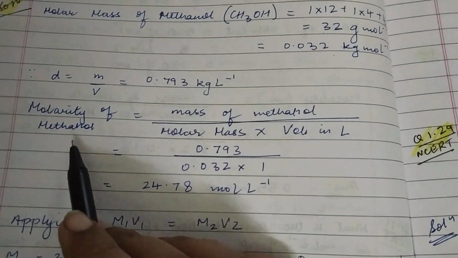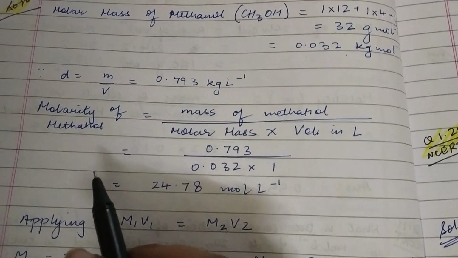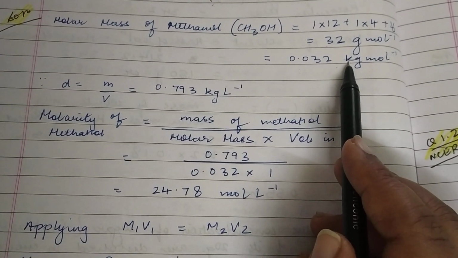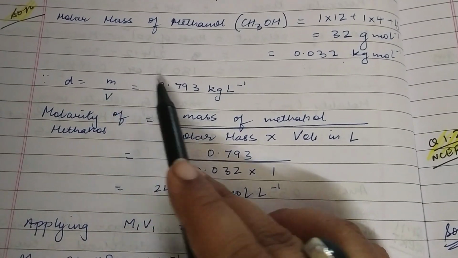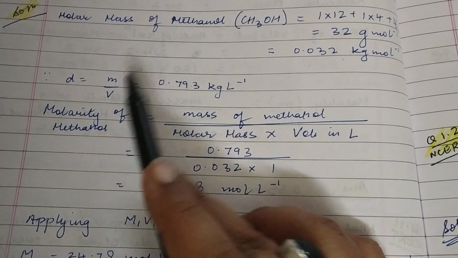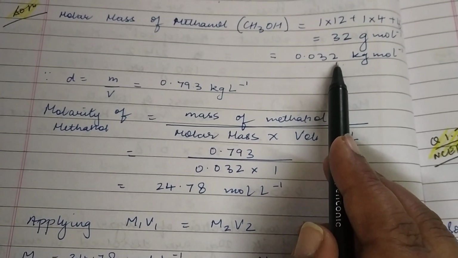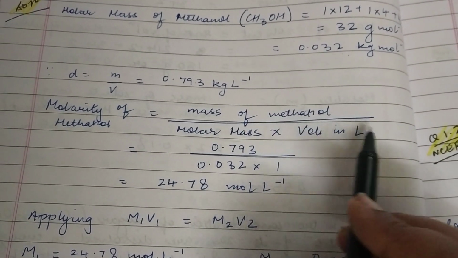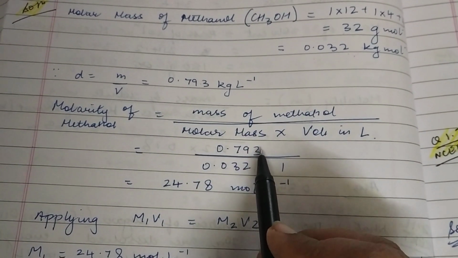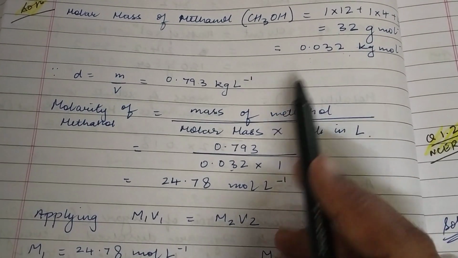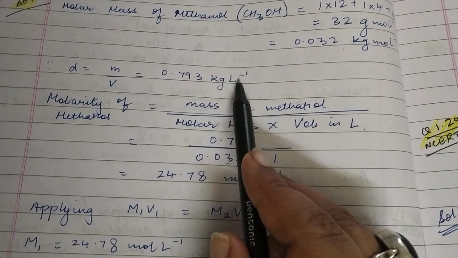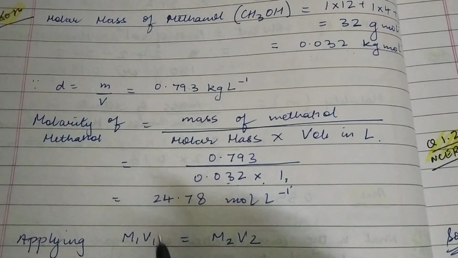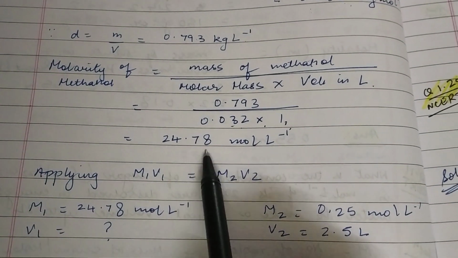So first we need to find the molarity of the methanol that is given. So we know the mass of methanol, from this, that is mass upon volume, we know 0.793 kgs, volume is 1 liter, and we know the molar mass 0.032. So to put it in the molarity formula, that is mass of methanol upon molar mass into volume in liter. Mass is 0.793, molar mass is 0.032, we calculated over here, and volume, as you can see, it is kgs per liter, that is why 1 liter per liter, that is 1 liter. When we solve this, we get the molarity of the methanol as 24.78.